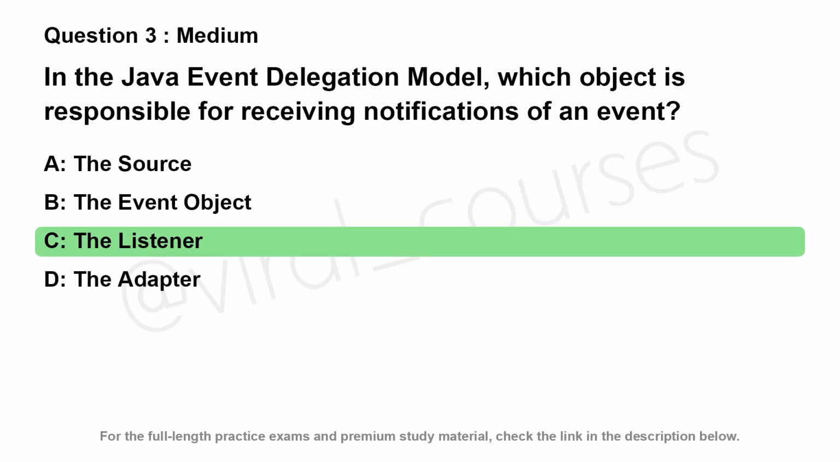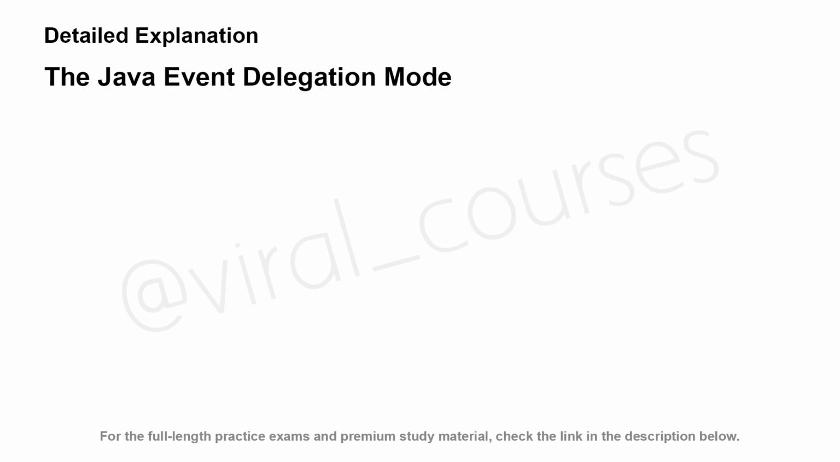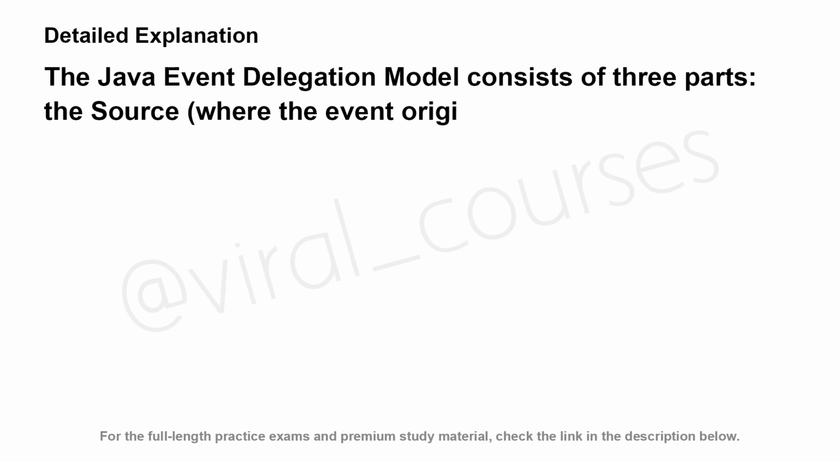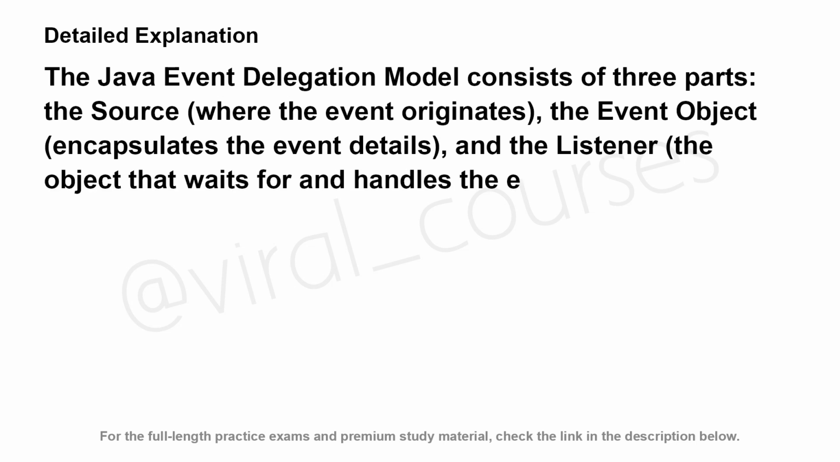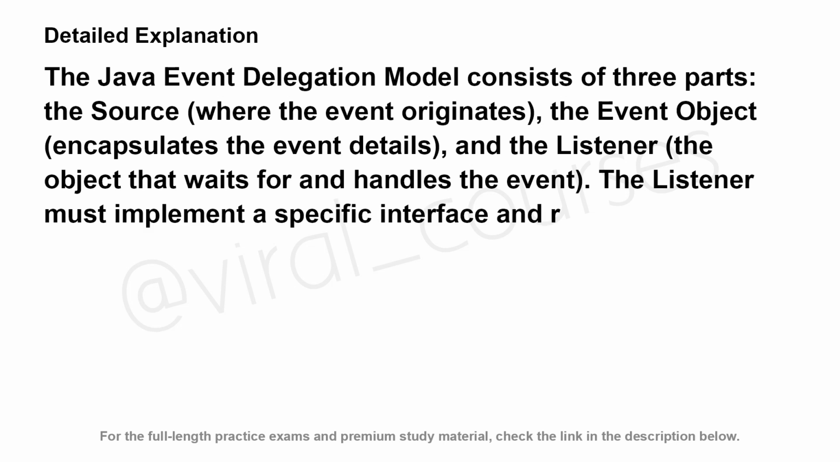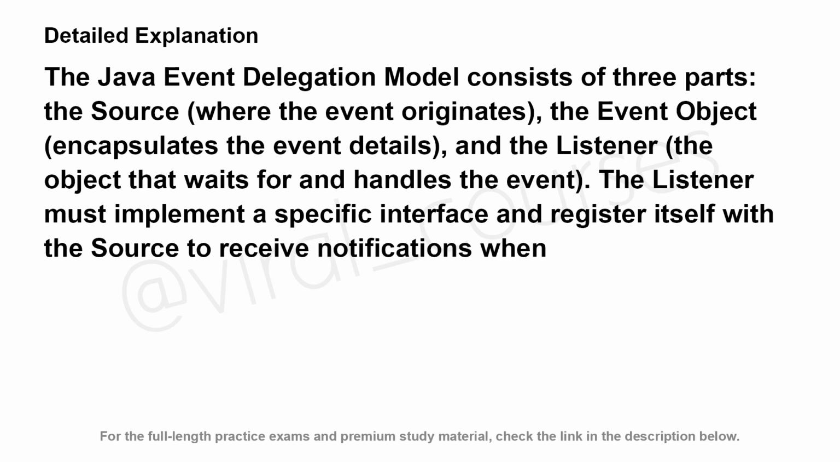The correct answer is C. The Java event delegation model consists of three parts: the source, where the event originates; the event object, which encapsulates the event details; and the listener, the object that waits for and handles the event. The listener must implement a specific interface and register itself with the source to receive notifications when a specific action occurs.